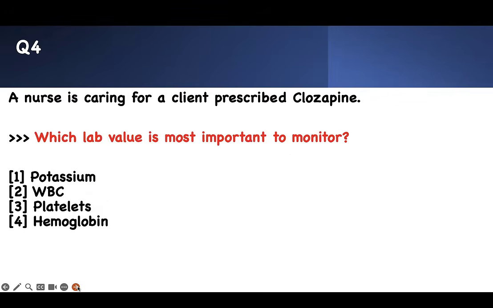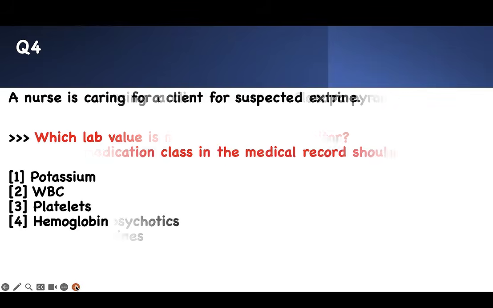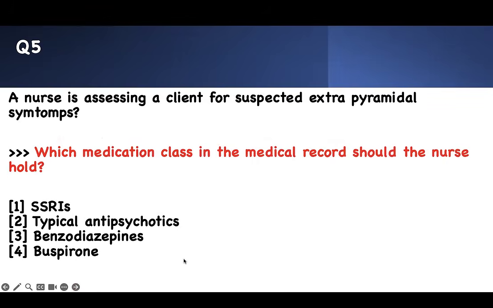Which lab value is most important to monitor? Prescribe clozapine. You have to recognize that clozapine is what? Second generation antipsychotic. What is the major side effect of clozapine? Agranulocytosis. Which one is going to tell me that this is agranulocytosis? Not potassium, not platelet, not hemoglobin. It's what? WBC. Number 2 is your right answer. And the last one, I know you get 5 out of 5.